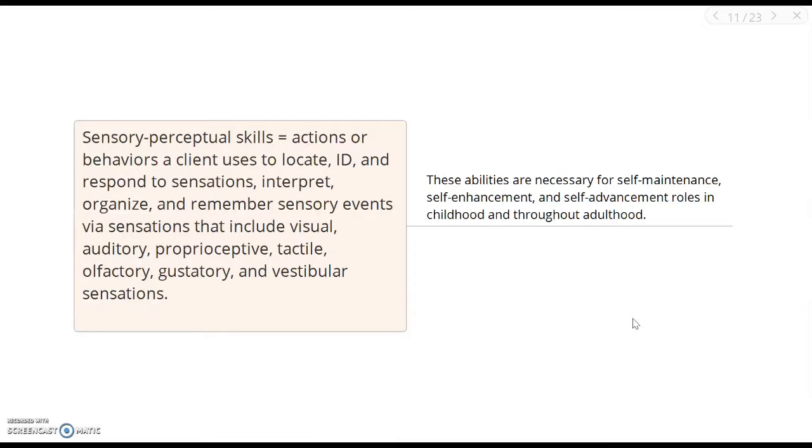So sensory perceptual skills are needed for self-maintenance, self-enhancement, and self-advancement roles. They are the actions or behaviors a client uses to locate, identify, and respond to sensations, and to interpret, organize, and remember sensory events via sensations, including visual, auditory, proprioceptive, tactile, olfactory, gustatory, and vestibular.